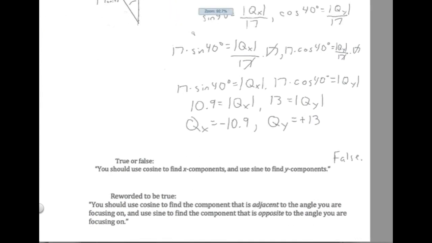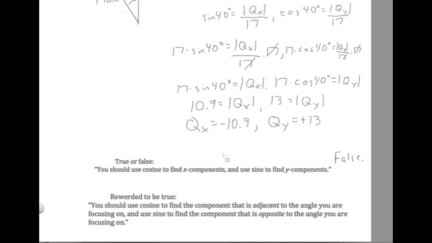Okay, so the lesson here is don't be on autopilot. Don't assume that the pattern that usually works for x and y components is always going to work. This is the only thing that always works. Cosine is used for the adjacent component, sine is used for the opposite component.